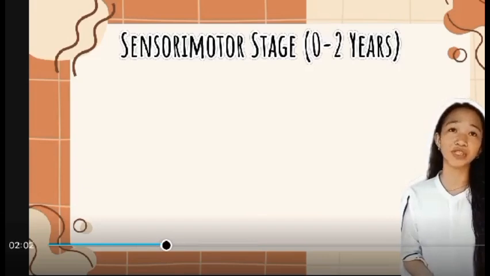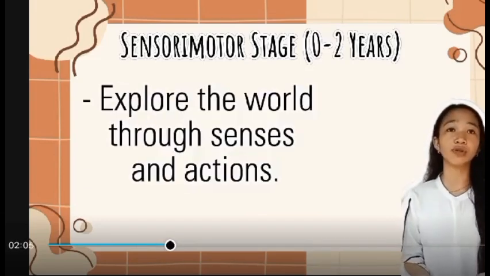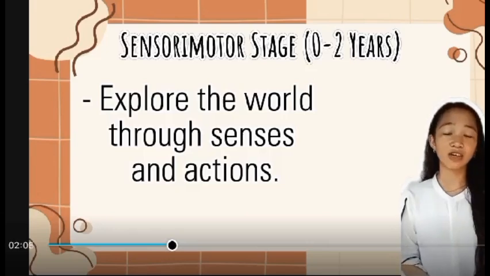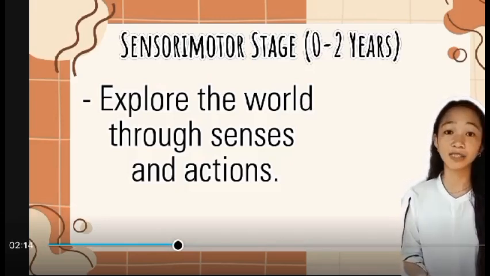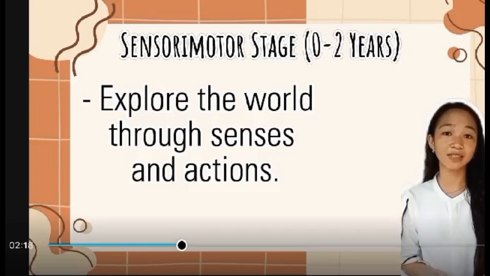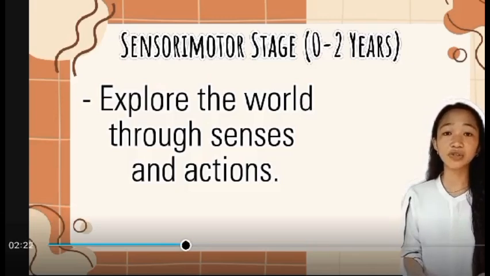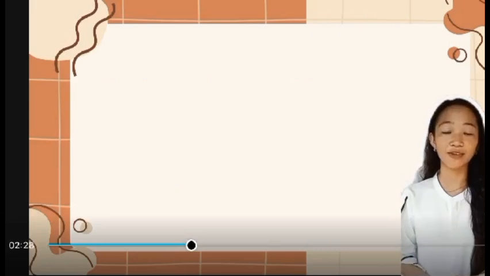The first stage in the cognitive development of Jean Piaget's theory is the sensory motor stage, 0 to 2 years. The sensory motor stage explores the world through senses and action. At this stage, children learn through their senses like sight, hearing, touching, taste, and smelling. Using these senses, the children learn things. They develop their knowledge, their schema is improving.